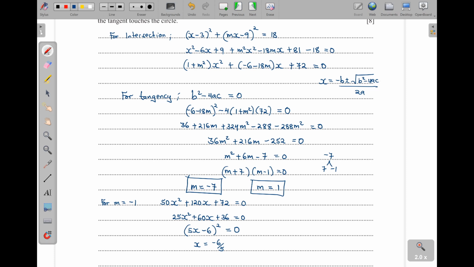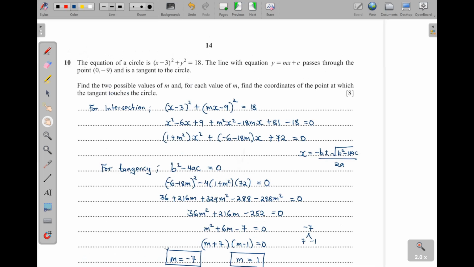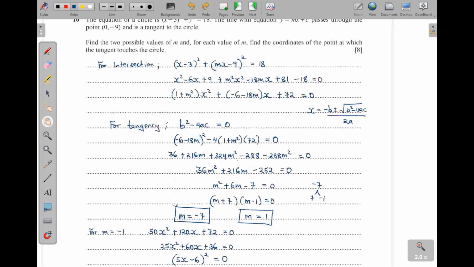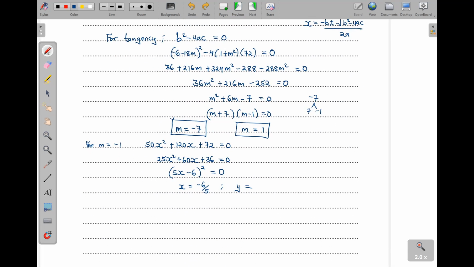Now, if x is this value here, then what is y? For y, then I can substitute in any of these two equations because the circle is meeting this line here. But the simplest one is this one for the line, okay? This one here. So y is going to be equal to mx minus 9, where m is negative 7. Then the x is negative 6 over 5. Okay. Then minus 9.